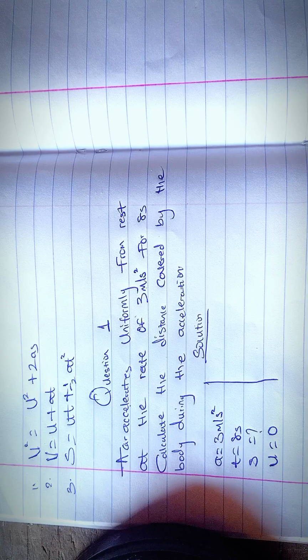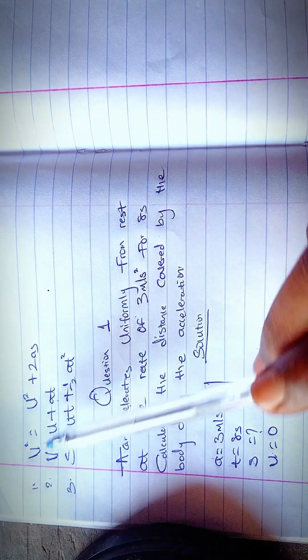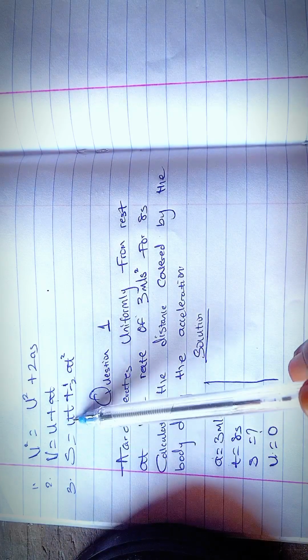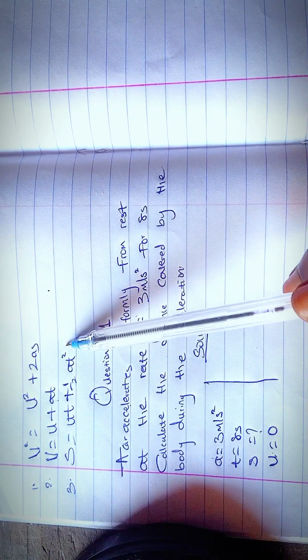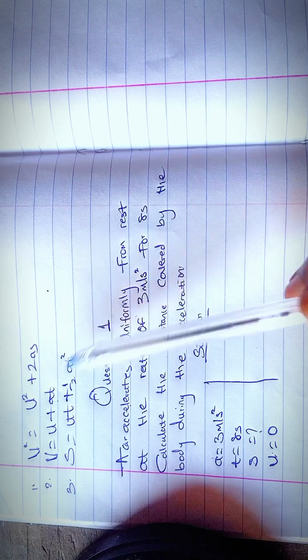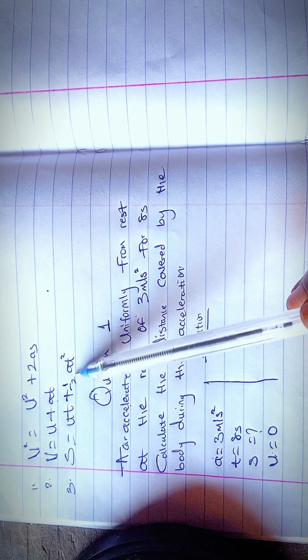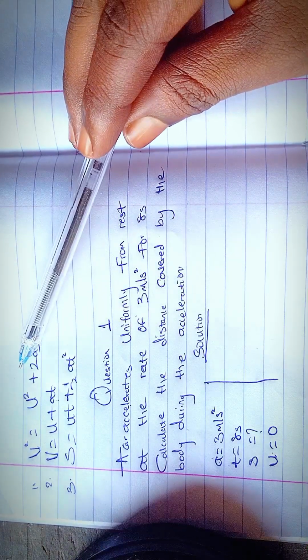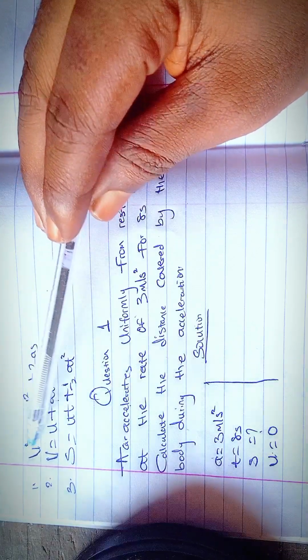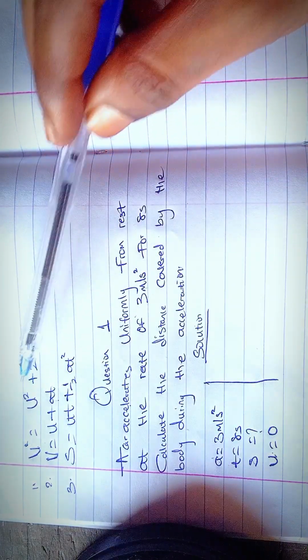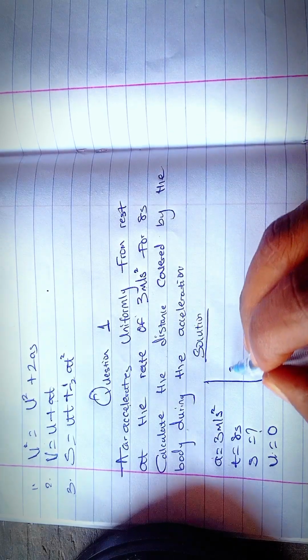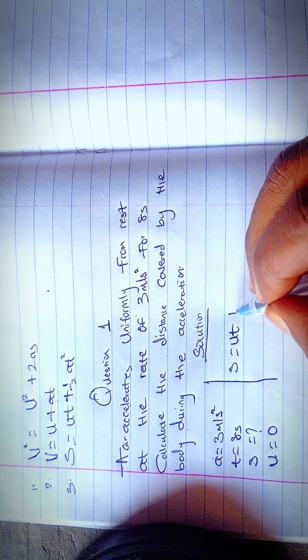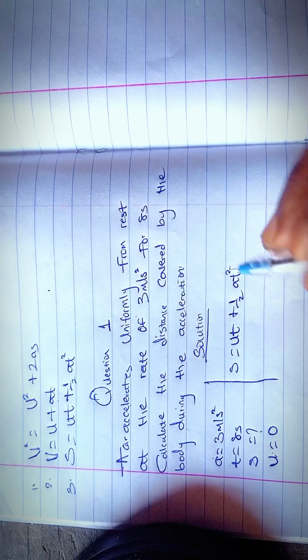Now check the formulas. Which formula here has a, t, s, and u? Let's check. This one is a, t, u, and v, so we can't use this. This one is s, u, t, a, t. I think you can go with this, because it contains what we are looking for. We can't go with this one because there is v here, and here there is no v, so we can't use this. Let's work with this: s equals ut plus 1 over 2 at squared.